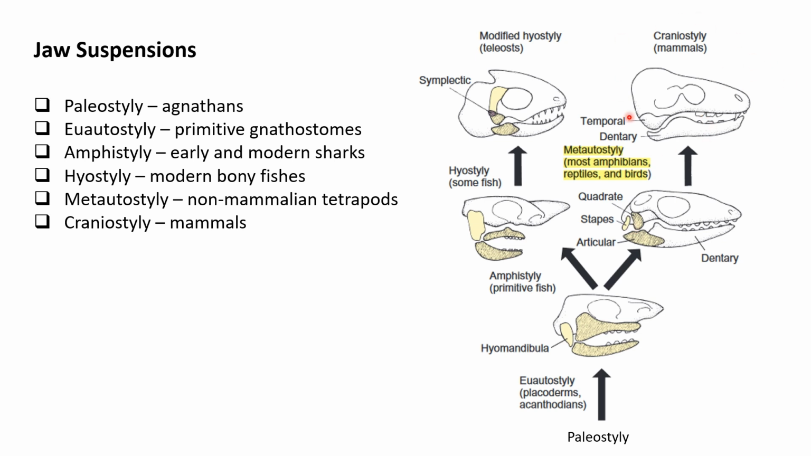And finally, in mammals, craniostyle is a further derivation of the metautostyle condition. Jaws are still suspended on their own with no assistance from the hyoid arch elements, but are suspended via the squamosal or temporal bone here. The quadrate bone is co-opted into the middle ear as the incus.